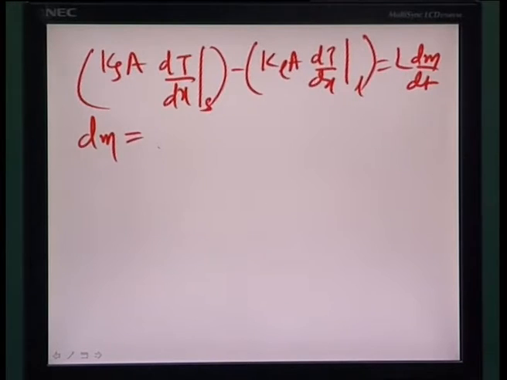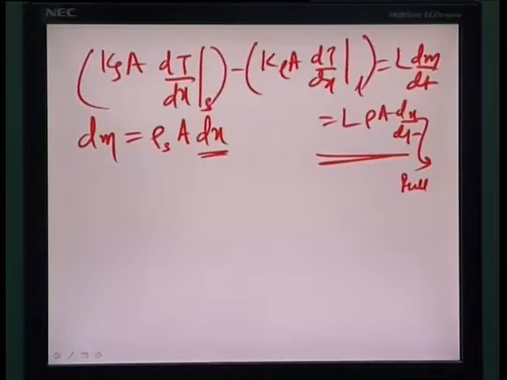Dm can be substituted as the density of the solid silicon times the area of cross section of the particular solid that is formed. We assume a uniform cross sectional area, at least at the interface, times dx, where dx is the differential of solid that is produced in time dt. That is what the whole idea is. So, this can be written as L rho A times dx by dt. So, dx by dt essentially is nothing but the pull rate, the velocity of formation of solid silicon. That is what dx by dt would naturally mean.